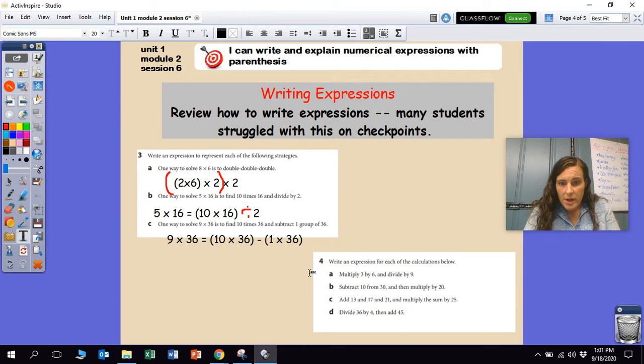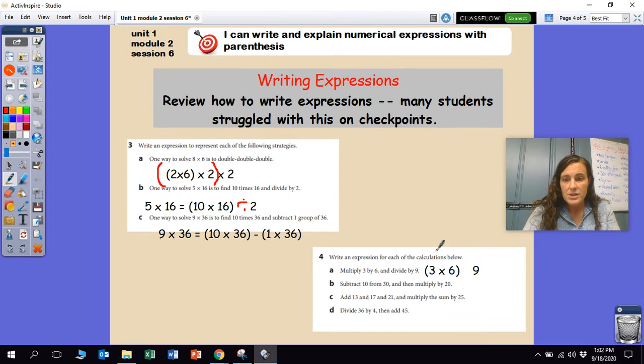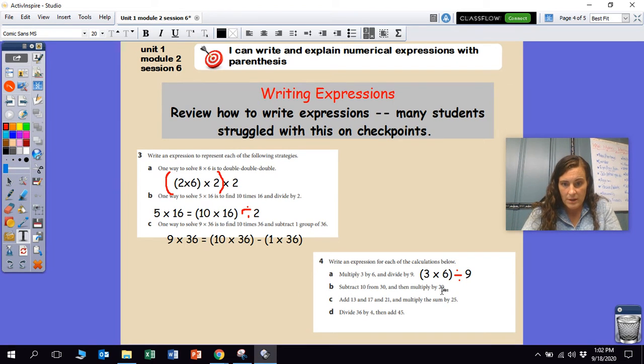Now, for the next ones, you're writing an expression for the calculation. So for example, multiply 3 by 6 and then divide by 9. Anytime I'm doing this, we first put it in parentheses to show that I'm doing that first part first. I'm first multiplying 3 times 6 together and then dividing that by 9. We don't need an answer. These are expressions. We just need to write out the equation.